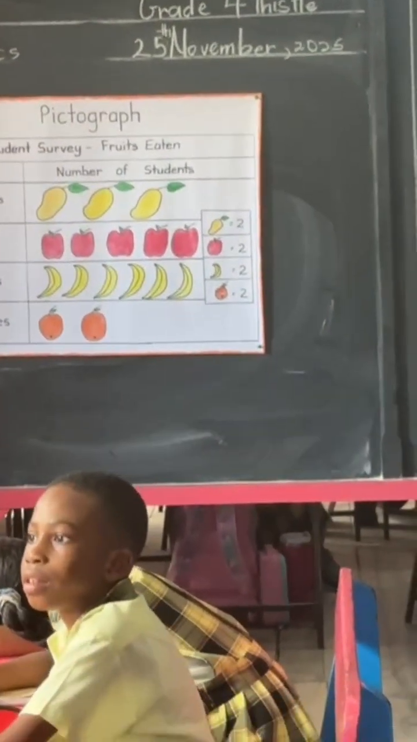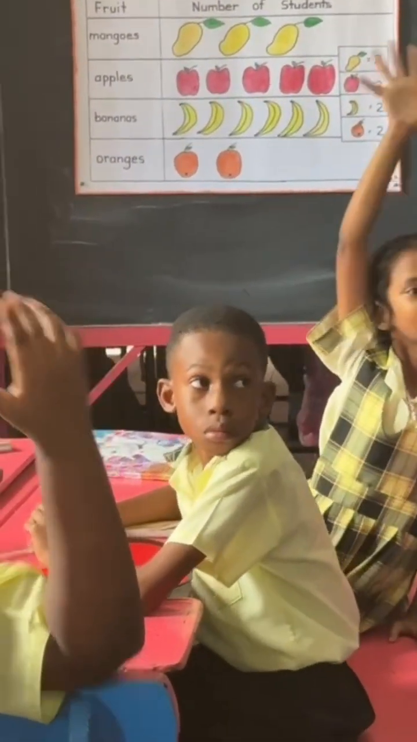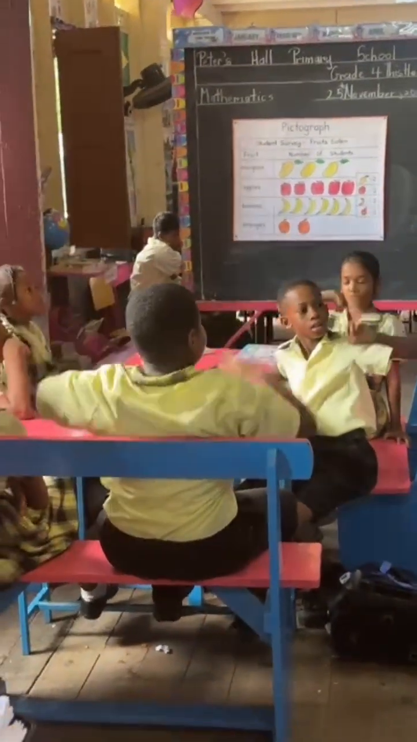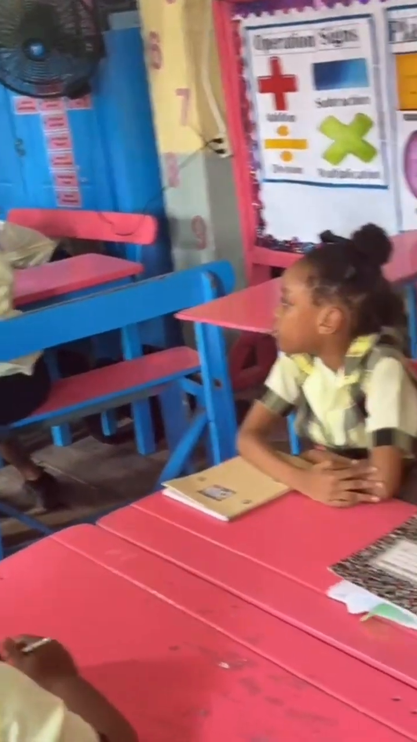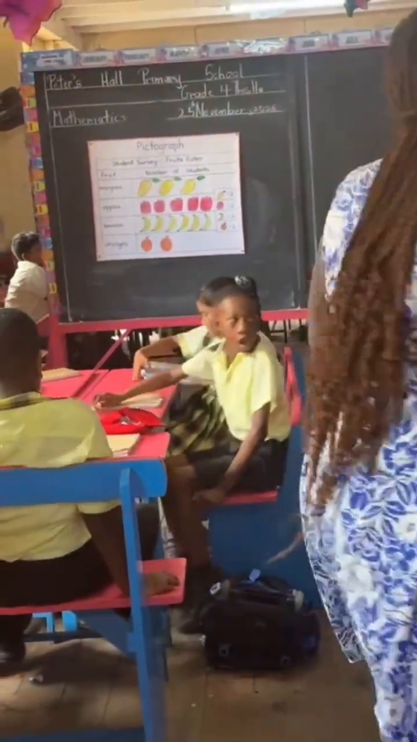Pictograph is represented. The entire class, then put your hands down. What do you think my pictograph represented? It's representing fruits because we have pictures of fruits here. Now, I want you to listen carefully to what I'm about to say.